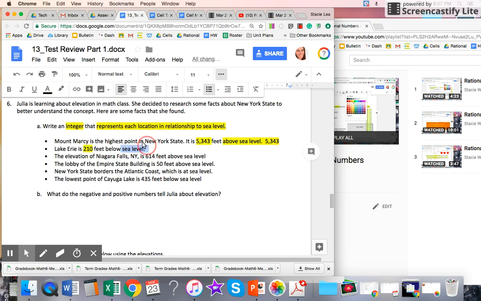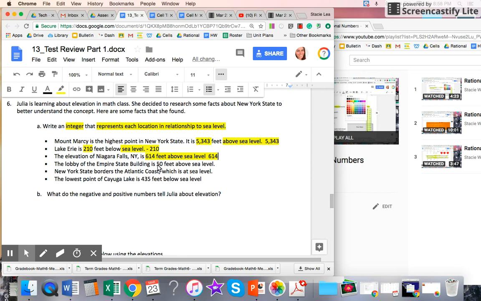Here, Lake Erie is 210 below sea level. So if it's below sea level 0, this means Lake Erie is negative. I'm having trouble here. The elevation of Niagara Falls is 614 feet above. That would look like 614.